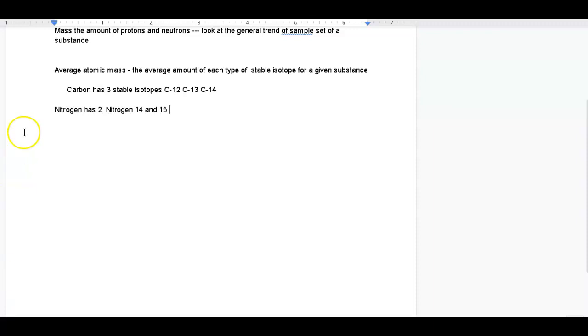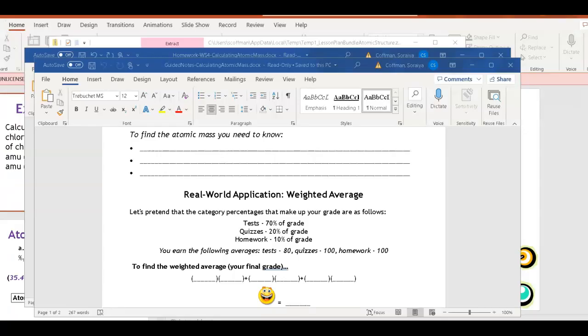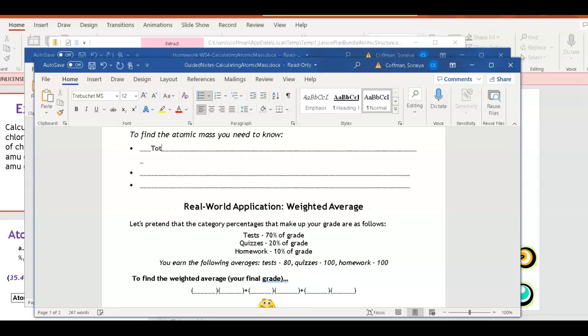Okay, I'm going to go pause. Okay, I pulled this up. So you should probably have had this in your notes, but in order to find that decimal there are 3 things you need to find. So one, you need to find the total amount of the different isotopes.